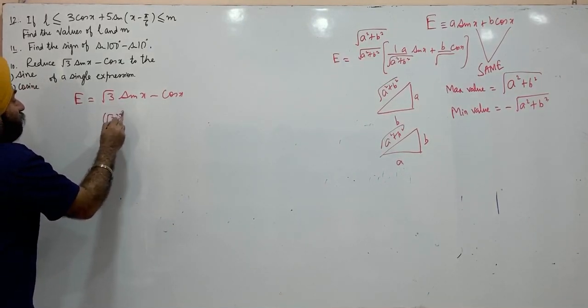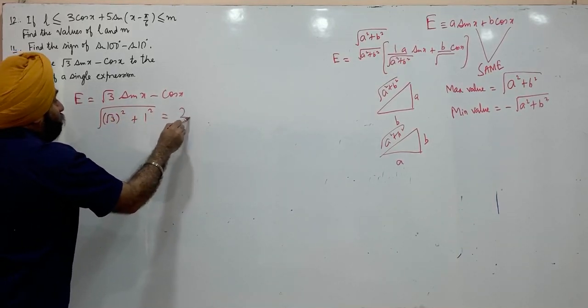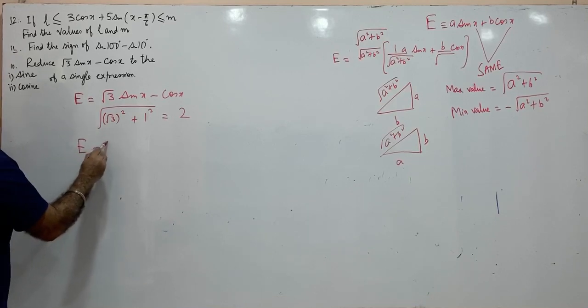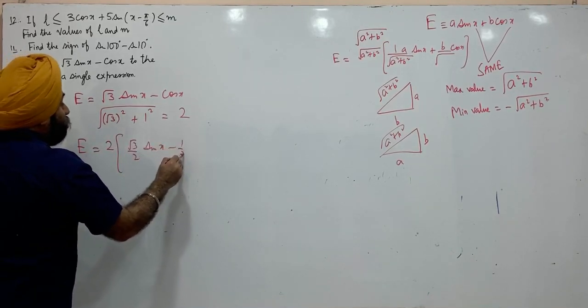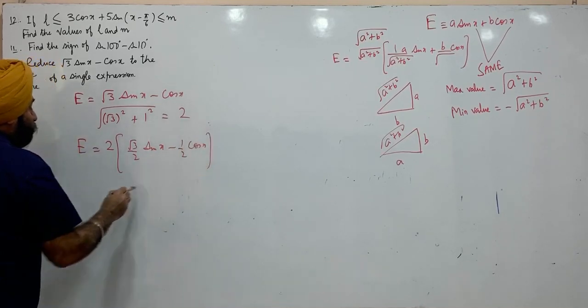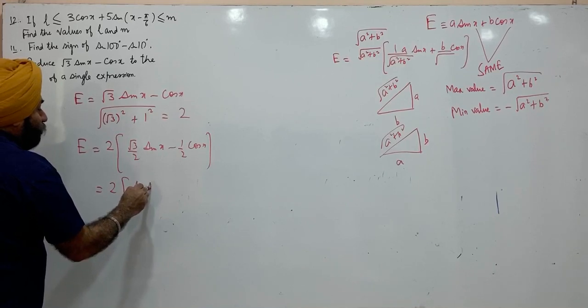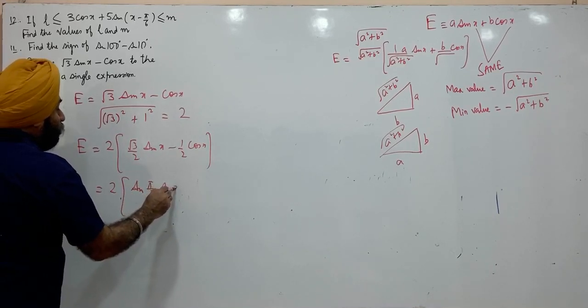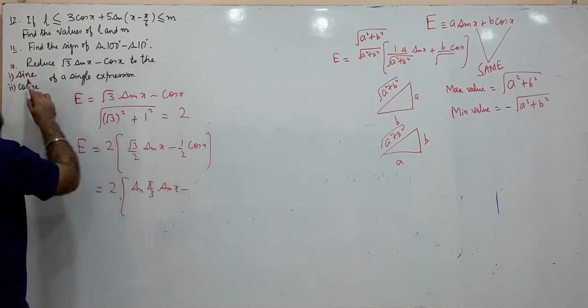We divide by a and b, the root of a square plus b square, which is 2. So this will be 2 into root 3 by 2 into sin x minus 1 by 2 into cos x. That's 2 into sine of 60 degrees into sine of x minus... okay, we have to change it to sine.